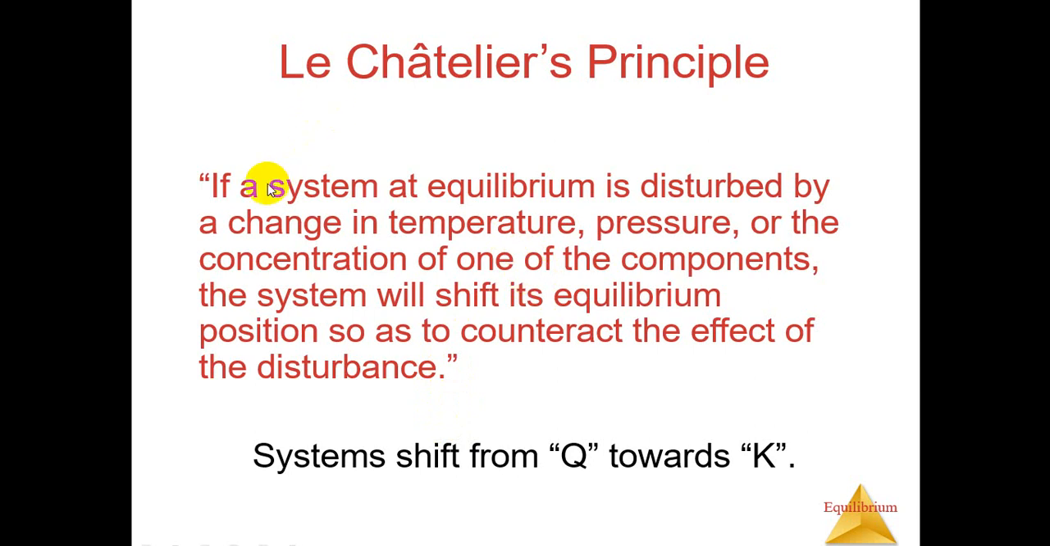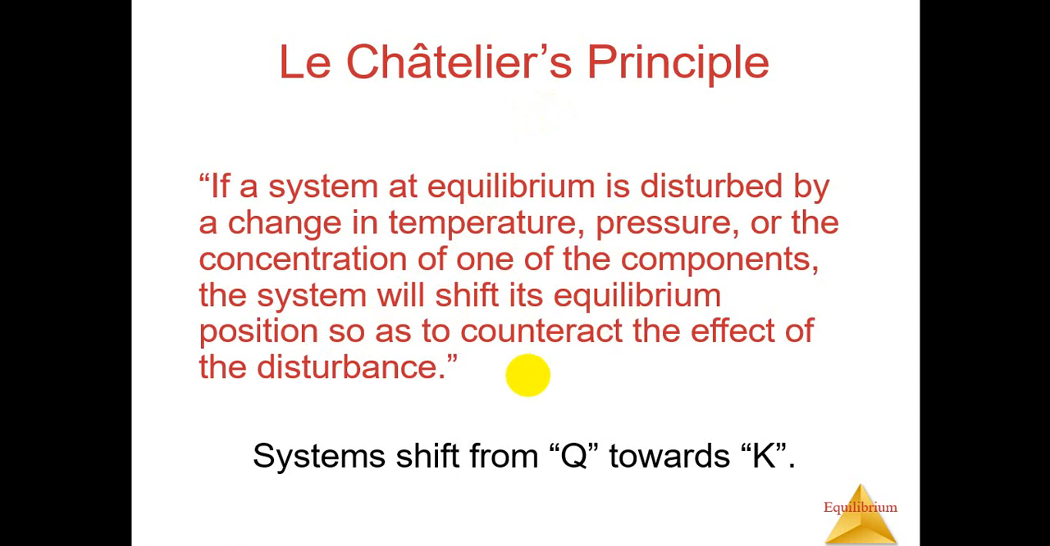Well, so this is what it means. If a system at equilibrium is disturbed by a change in temperature, that is, if you heat the system, or you increase the pressure. Pressure can be you reducing the volume of the system, or increasing the temperature, whatever will increase the pressure, or the concentration of one or more components. That's if you add one or more of the reactants to it, the system will shift its equilibrium position so as to counteract the effect of the disturbances.